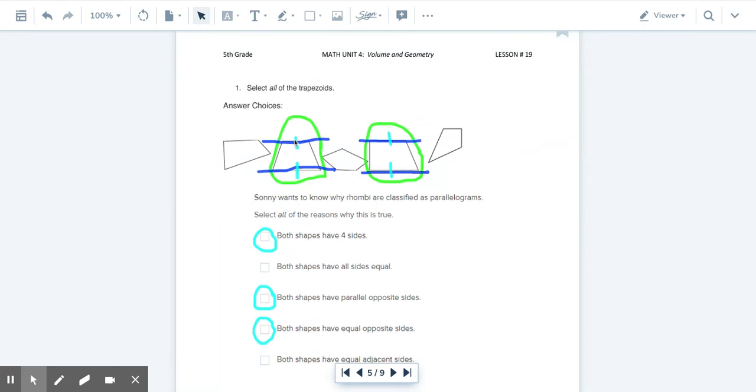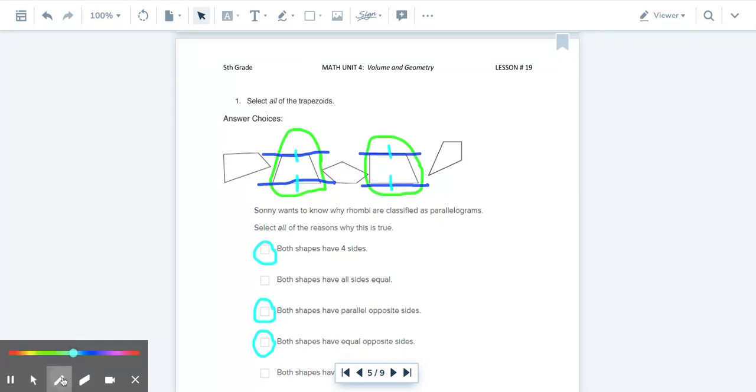So number 1 wanted us to select all of the trapezoids. Thinking back to what the defining attribute of a trapezoid is, I know that it must have at least one set of parallel sides. So, in order to prove whether or not these were trapezoids, I had to do some work. And I had to extend the lines in my figures to determine whether or not they were parallel. When I did that for figures 2 and 4, I determined that the figures had at least one set of parallel sides. So both figures 2 and 4 are trapezoids because they have at least one set of parallel sides.